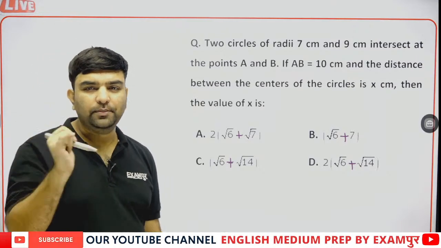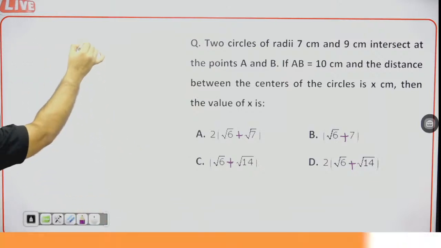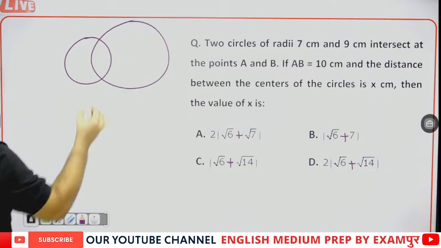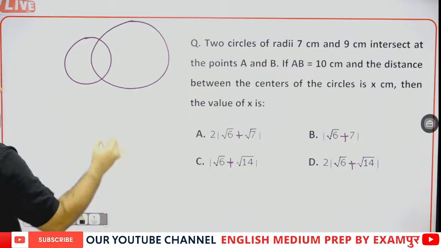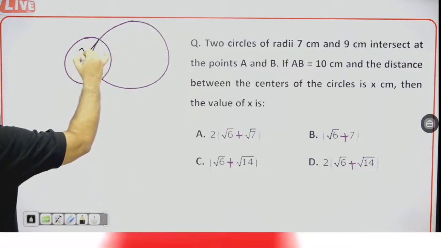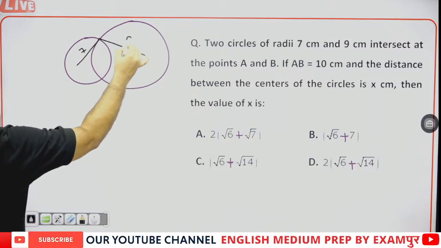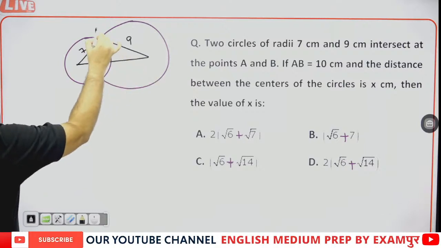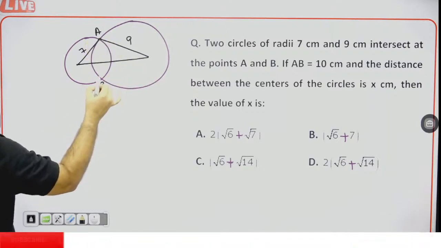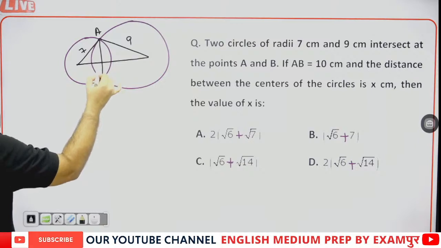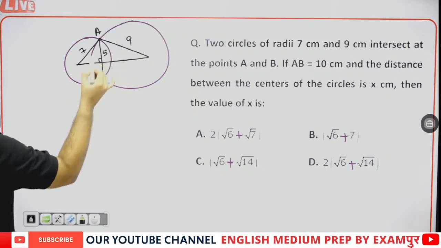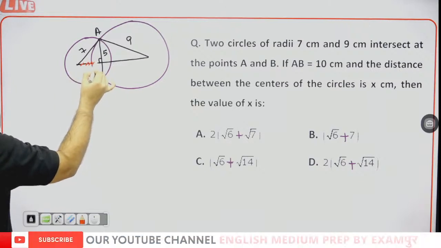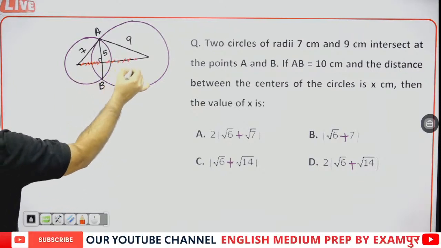Very similar to the previous question. Radius of 7, radius of 9. The distance between the points A and B is 10. So divide into two equal parts, 5 each. First find out this portion, then find out this portion.